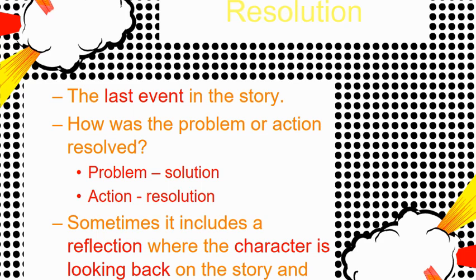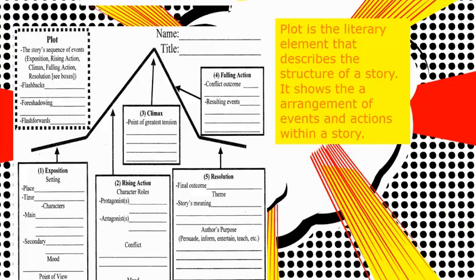Sometimes at the end of a story, this is where the author will include some type of reflection that the main character is having, where they're looking back and kind of reminiscing on the events in the story or thinking about how they've grown or changed. It's kind of the lesson learned in the story.